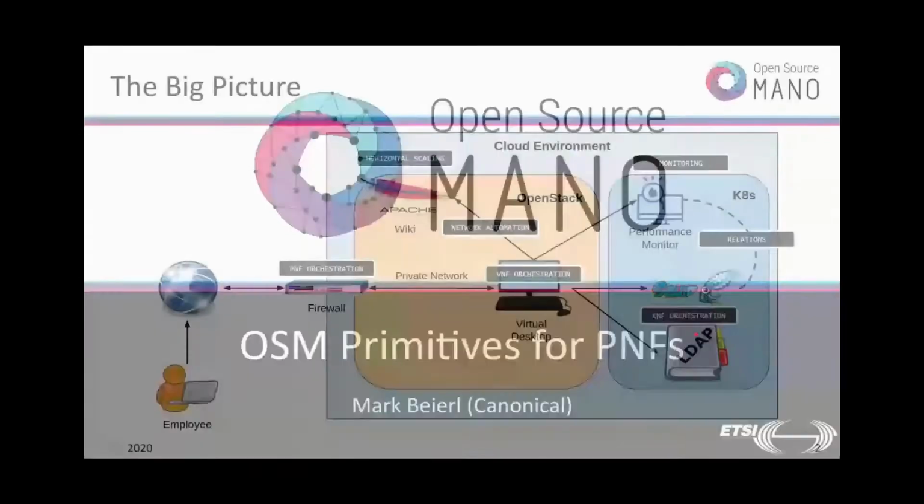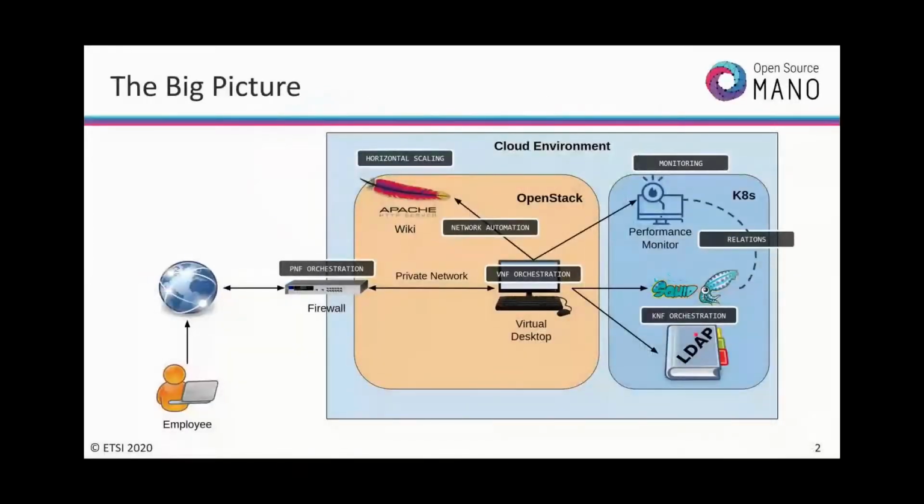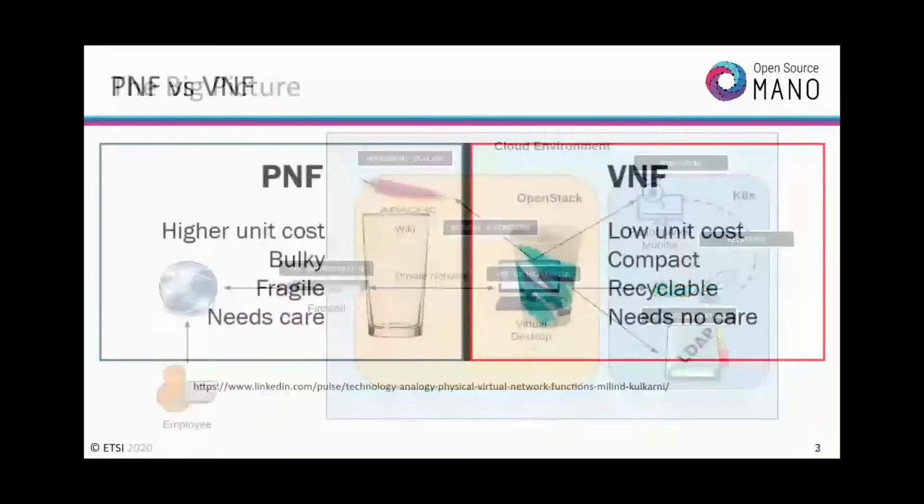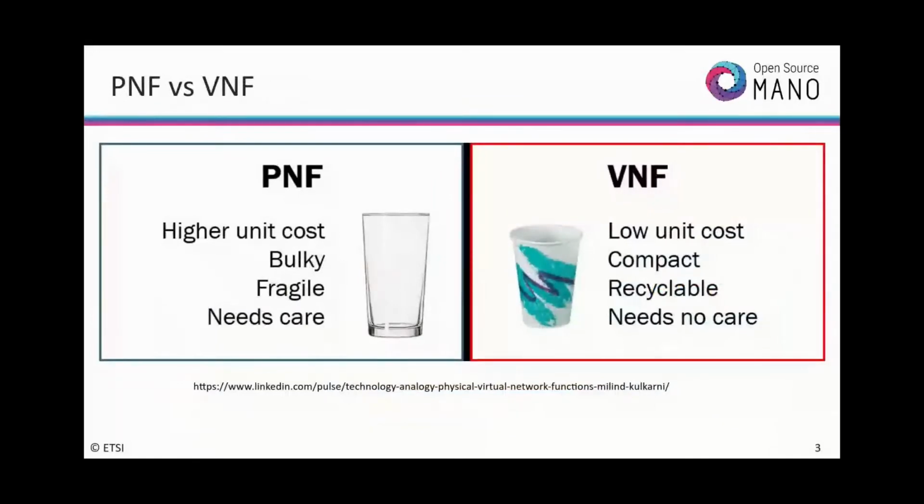So here's our big picture again. What we're going to be looking at is this firewall here, which is, simply put, VIOS software. So we're going to be showing how we're going to be able to manage some rules in the firewall using actions. So the first thing that I'd like to do is a little bit of a segue into what a physical network function is and what a virtual network function is. Found this lovely little diagram that explains it, I think, pretty well.